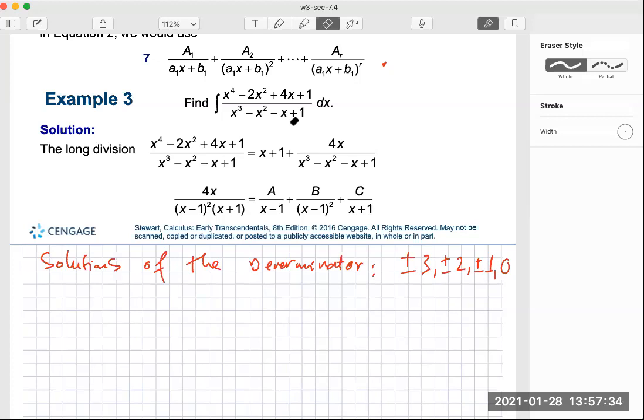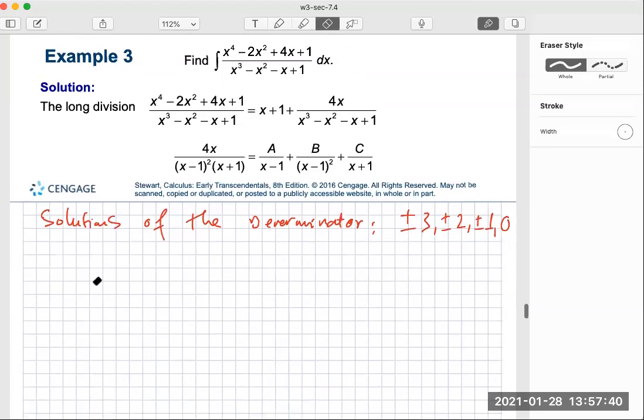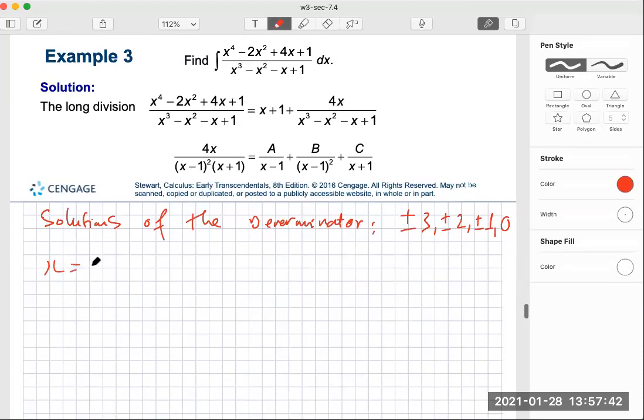Okay? How about 1? Is it a solution of this? Let's try. If x is equal to 1, then x cubed minus x squared minus x plus 1 becomes 1 cubed minus 1 squared minus 1 plus 1. What is it?